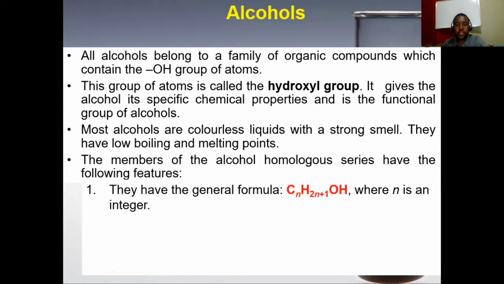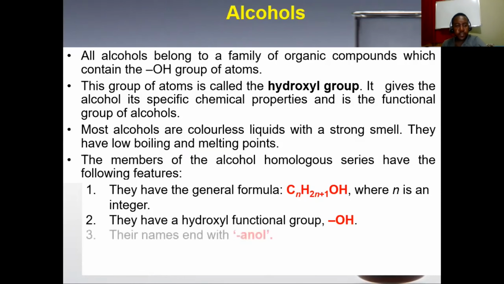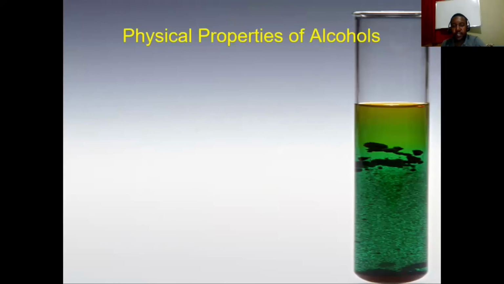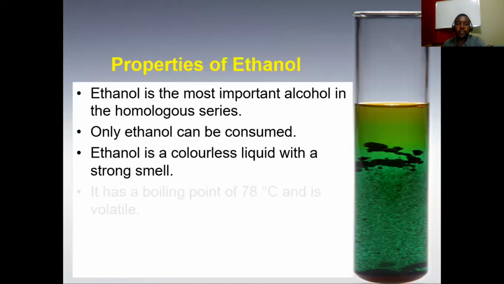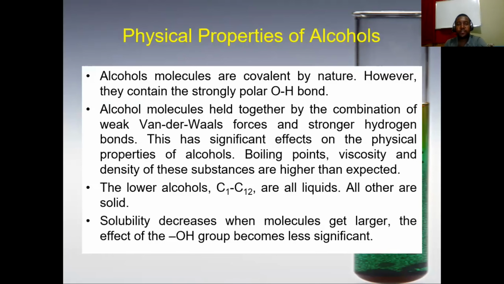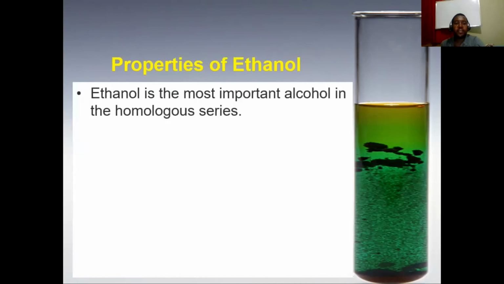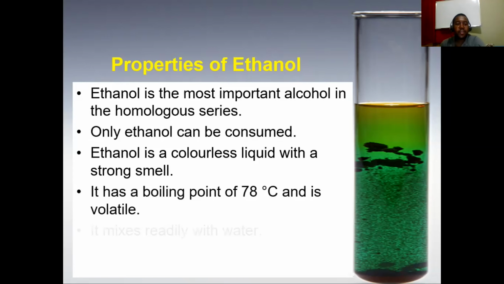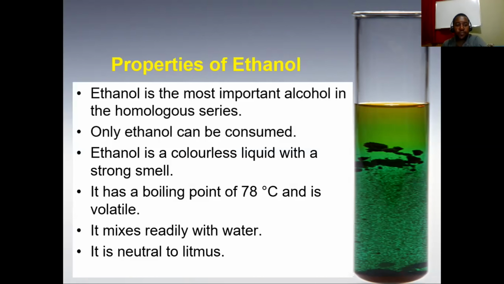All right, so now let's look at alcohols. We know alcohols have the hydroxyl group, which is the OH group. All we're doing is replacing a hydrogen from an alkane with an OH. That's all alcohols are. Now the properties of ethanol, which is the first alcohol that most persons will know. Ethanol is the most important alcohol in the homologous series. Only ethanol can be consumed. Ethanol is a colorless liquid with a strong smell. It has a boiling point of 78 degrees Celsius and is volatile, meaning that it can burn. It mixes readily with water. It is neutral to litmus.